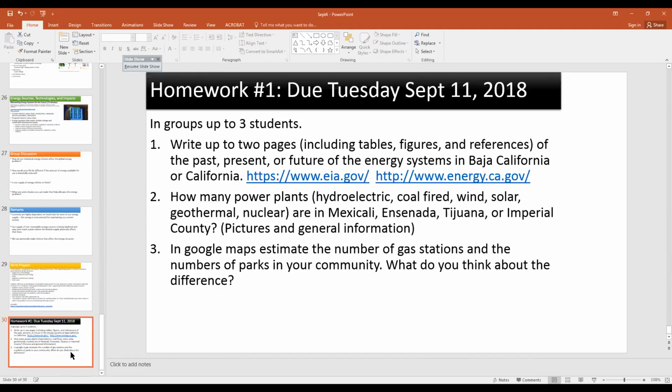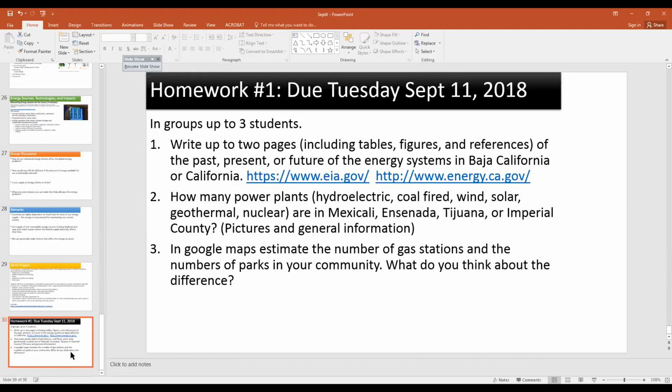of the past, present, or future of the energy systems in Baja California or California, okay? These 2 websites are from here, from California, and from the United States. So you either choose to talk about the past of the energy systems in Baja California, yes, it's fine. Just add maybe a table or figure and talk about those things. Give me the reference about it, okay? You can talk about the present as well, or the future, or you can talk about all 3 if you want, okay? Kind of the same thing that I did with you today. Just give that background. Any questions about that?